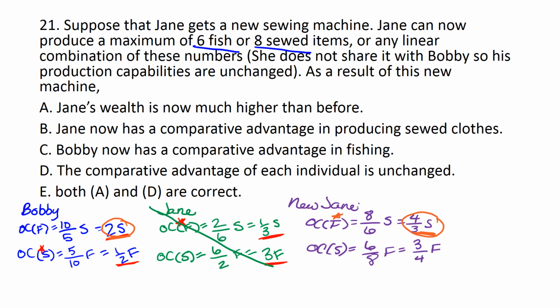And then when looking at sewed clothes, we have 3/4 compared to 1/2. And so 1/2 is still lower, and so he maintains his comparative advantage. So this means even though she has a sewing machine, she still does not have a comparative advantage. So that means she does not have one in sewing yet. She still has it in fish. So B is not true. And neither is C, because Bobby still has his in sewing. And so it is true that they are left unchanged, but it's also true that Jane's wealth is now much higher than before. In fact, their joint PPC is higher than before, so their joint wealth is likely to be higher as well. But we know for sure hers is. And so that gives us E, both A and D.